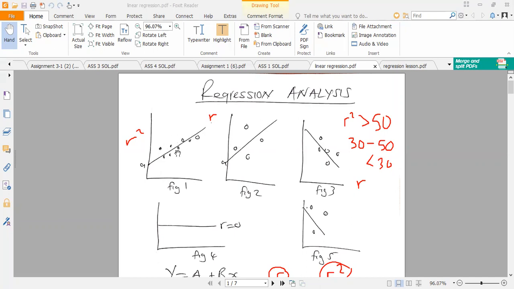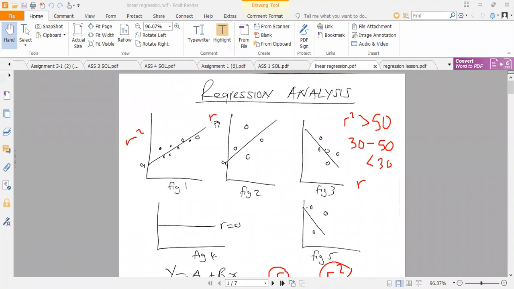These dots, if they're close to each other, the relationship is close or strong. If they are further away from each other, the relationship is weak. So this is negative but strong, negative but weak. And here we have no relationship at all.